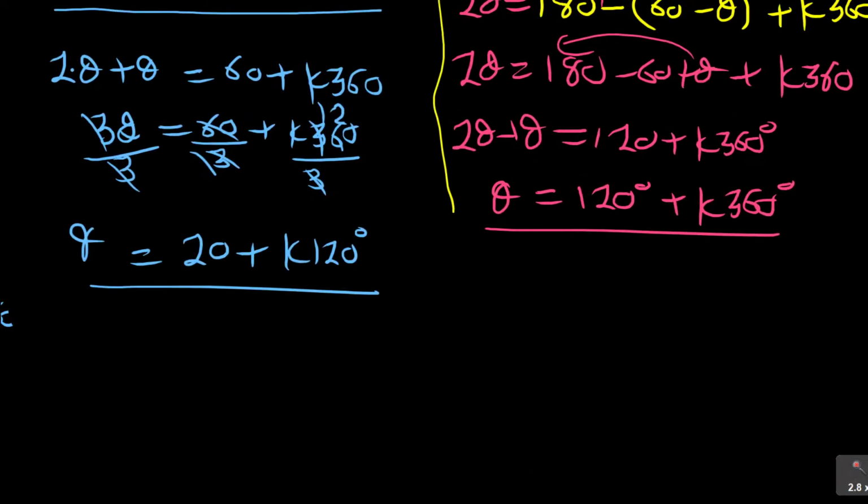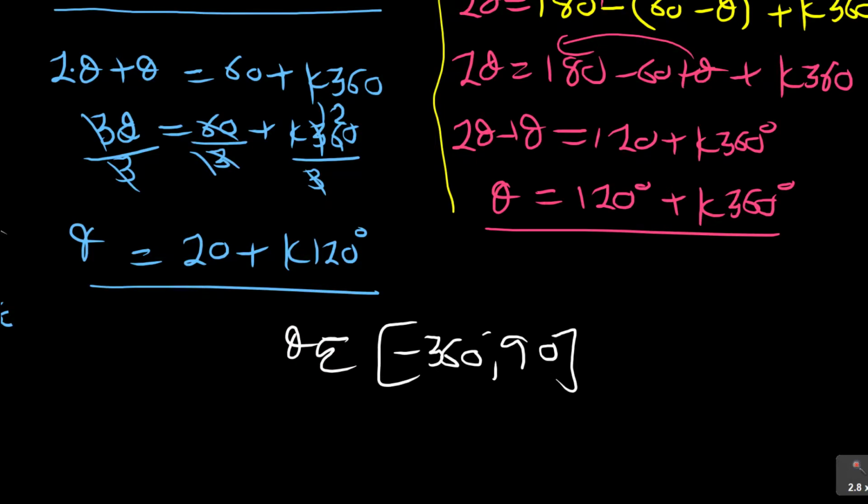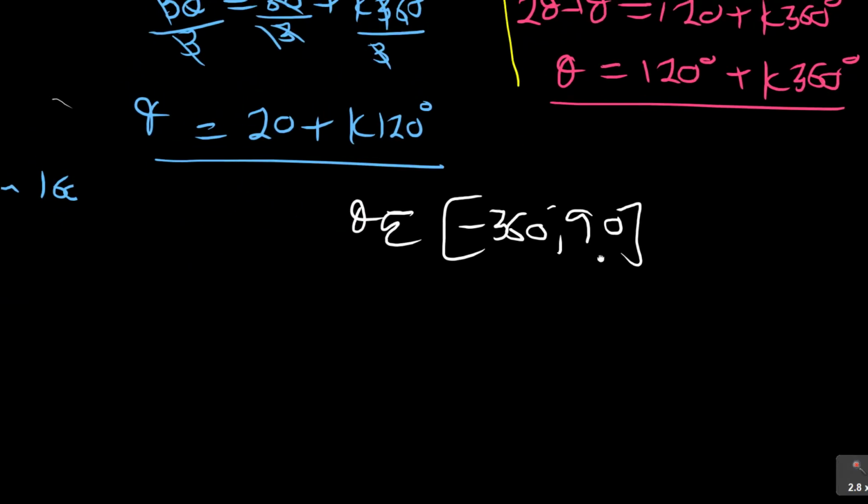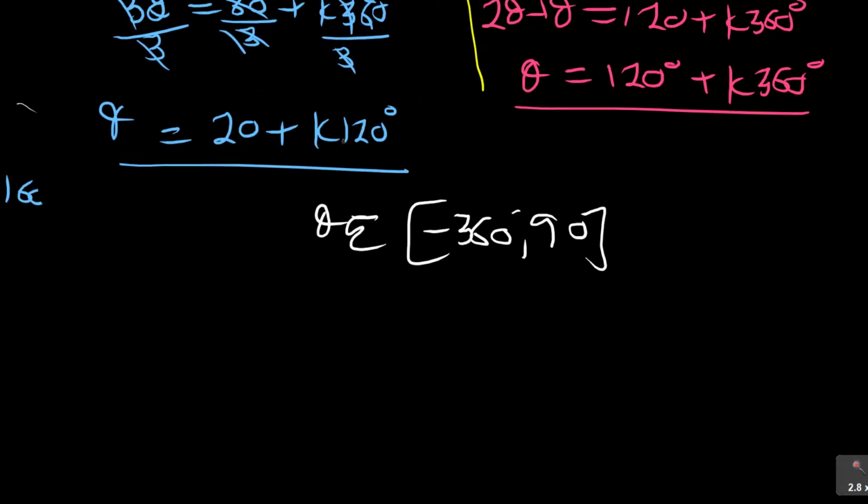Let me write that. They are saying theta is an element of negative 360 up to 90. So now they want us to find the values. So what you do, you put values there. Let k, remember k is an element of the integers, meaning k is equal to plus or minus 1, plus or minus 2. See that k is actually starting from 0. It's 0, plus or minus 1.